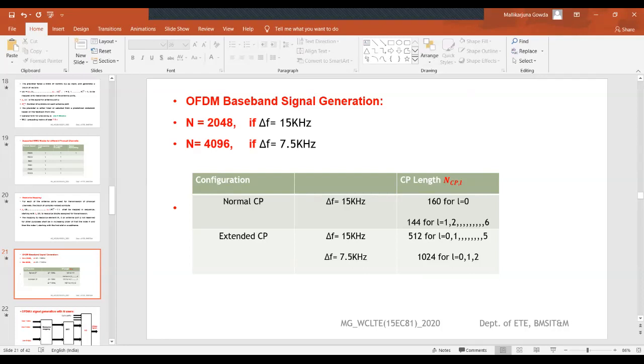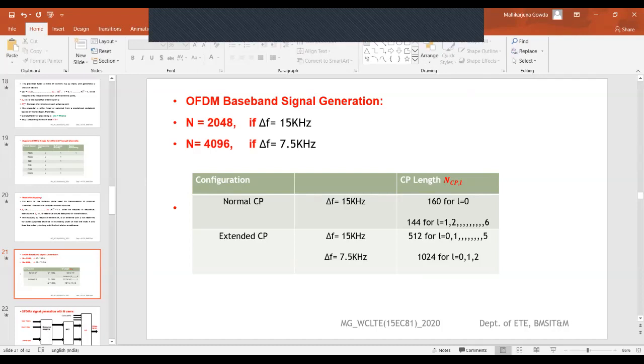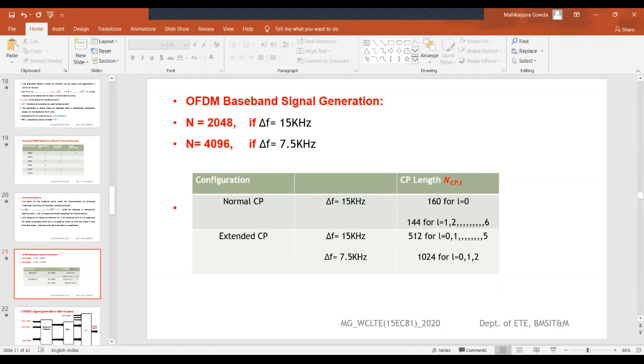And we use an FFT size of 4096 if the subcarrier spacing is 7.5 kilohertz. And here I have written the cyclic prefix length for different types of CP. For normal CP, the subcarrier spacing is 15 kilohertz, and the CP length will be 160 samples for L equal to 0.